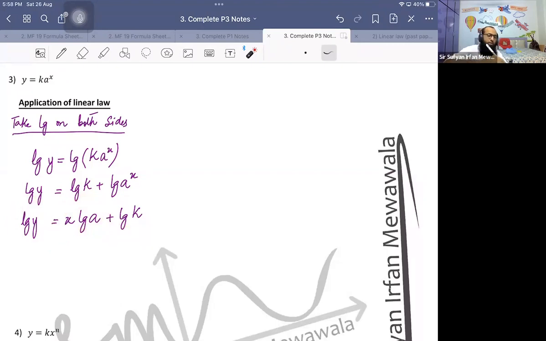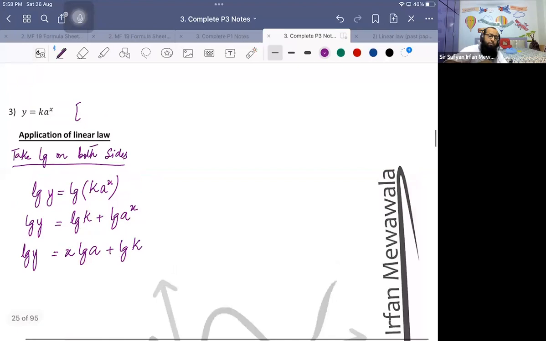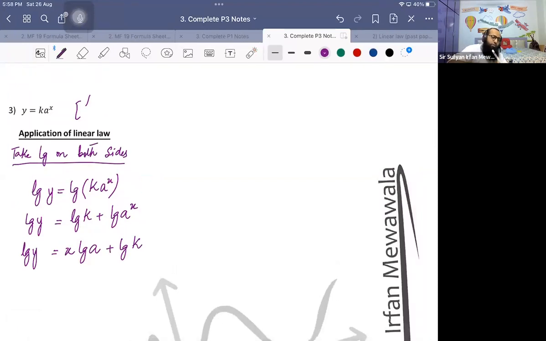Now, let me tell you one thing. We know that y and x are variables. So it is very, very essential for us to be able to identify which are variables and which are constants. So we need to know that k and a are constants. Because we know that the gradient and intercepts are constants, right? K and a are constants. Y and x are variables.